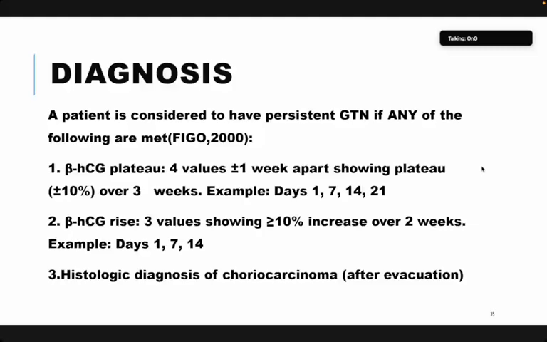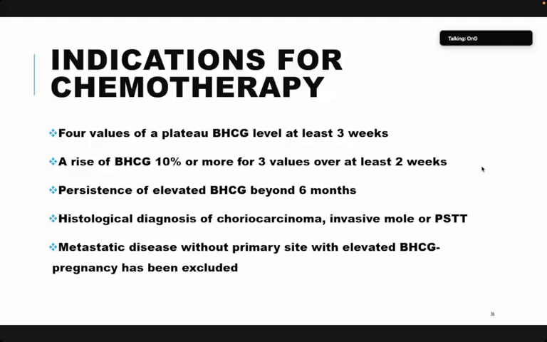Now, how do you diagnose persistent mole? According to FIGO, if there is a beta HCG plateau, you have 4 values about 1 week apart showing a plateau over 3 weeks. Or if you have a beta HCG rise of 3 values that increase over 2 weeks, or if you have a histologic diagnosis of choriocarcinoma after you have sent the specimen for histology. Indications for chemo would be if you meet the criteria for persistent mole, or if there is metastatic disease without a primary site with elevated beta HCG and pregnancy has been excluded.